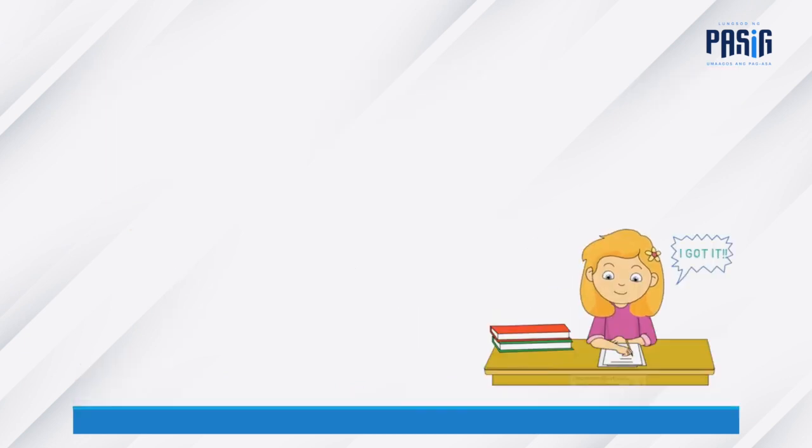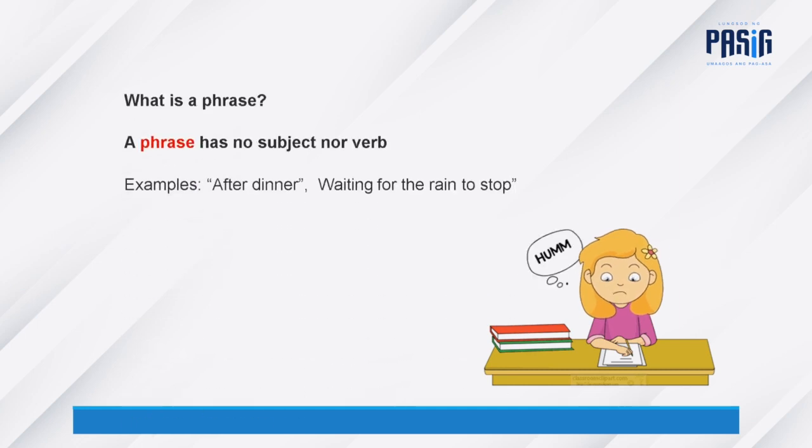Have you ever experienced having trouble in differentiating phrases, clauses, and sentences, especially when you are reading or writing? In this lesson, we will tackle the difference of each structure. Phrases, clauses, and sentences are very similar, but they do have different rules. What is a phrase? A phrase has no subject nor verb. Phrases can be very short or quite long.